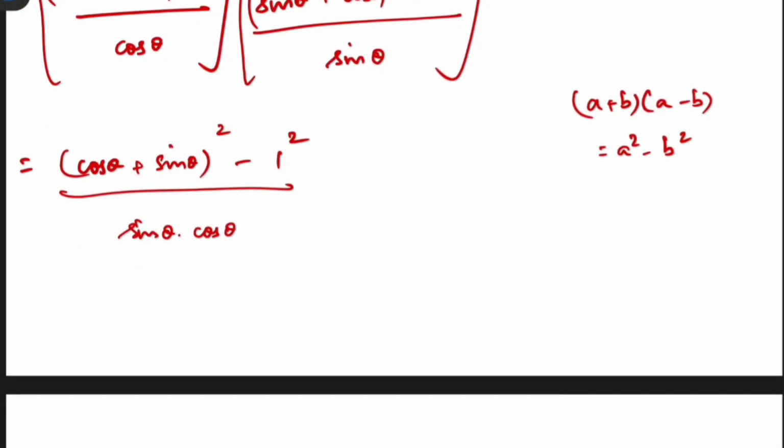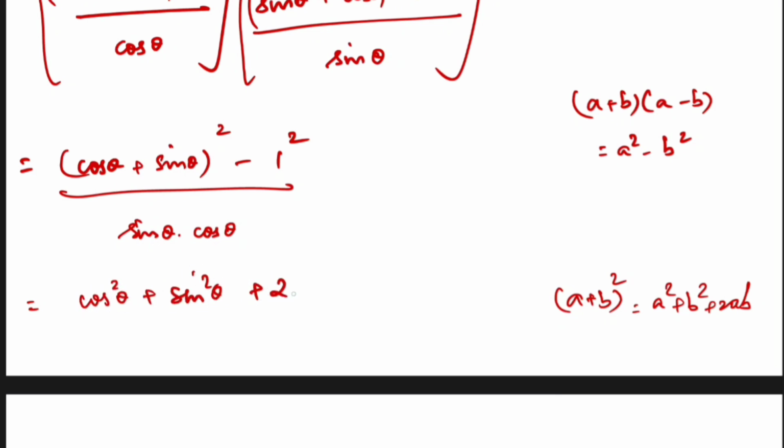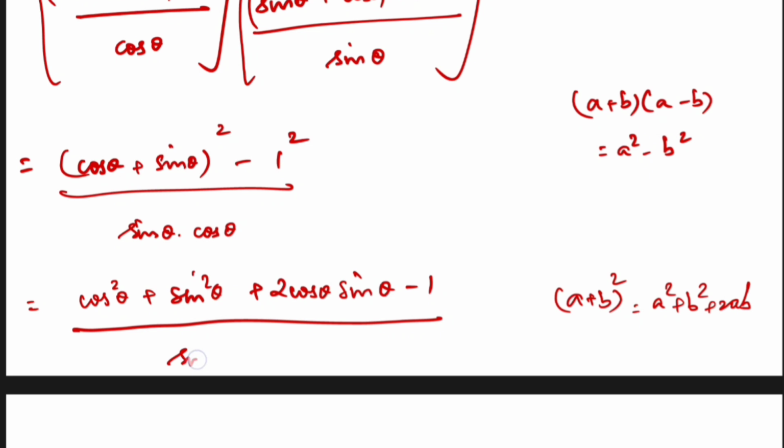Now solving the numerator. According to the formula, (a plus b) the whole square is equal to a square plus b square plus 2ab. We get cos square theta plus sine square theta plus 2 cos theta sine theta minus 1, divided by sine theta cos theta.